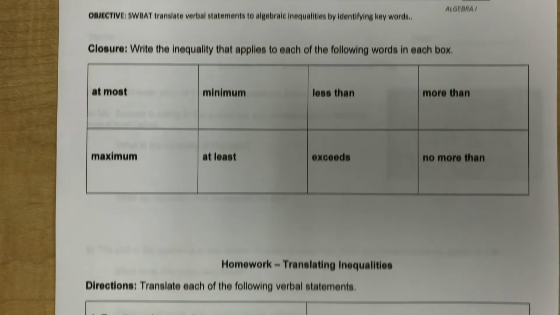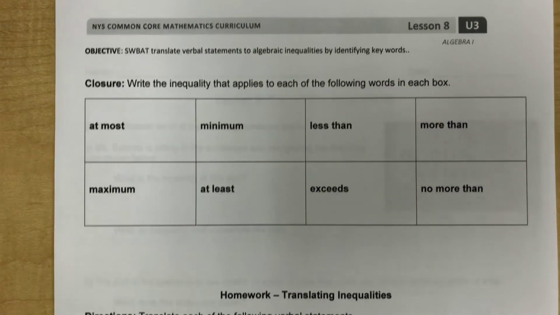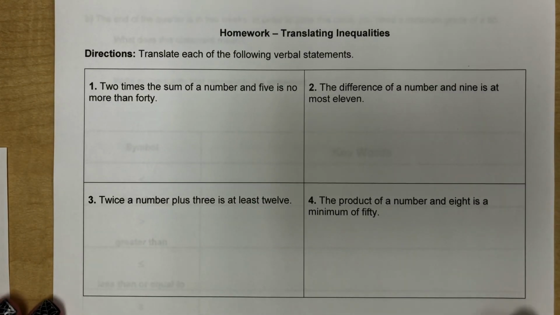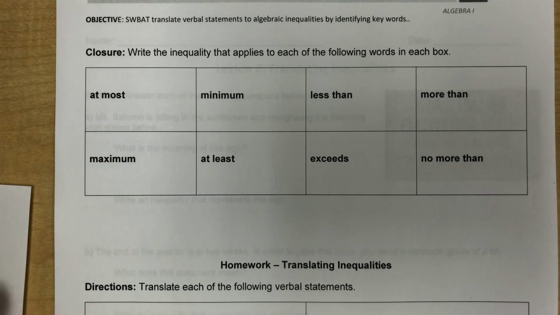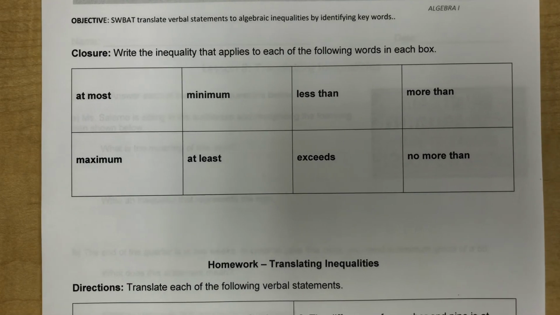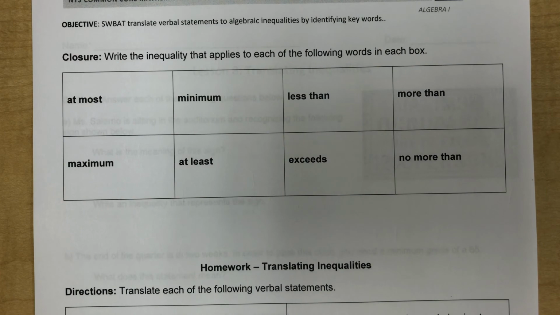All right, you gotta work on the closure and the homework on your own, okay? So you gotta do this last page. As you look at the closure, it says, write the inequality that applies to each of the following words in each box. So all they're asking you to do here is write the inequality symbol. So I'm gonna just do 2 with you, and then you'll do the rest of this page on your own.